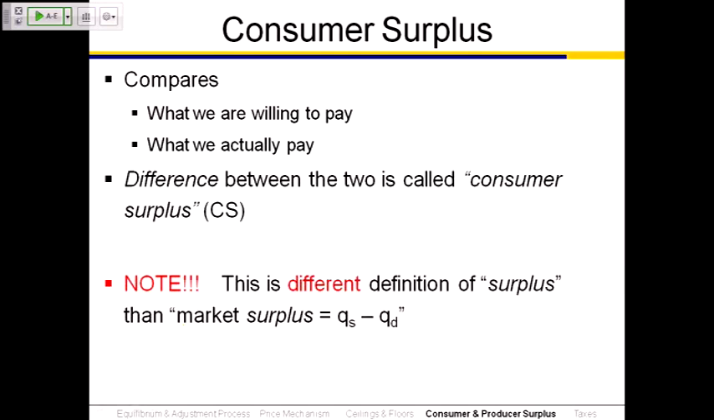25 minutes ago, I talked about market surplus and consumer surplus. Totally, completely different. No relationship other than the fact the word is spelled and pronounced the same way. All right? So this surplus and the surplus we had earlier today, totally different. Earlier today was called market surplus. This one's called consumer surplus. And in 2 minutes, we're going to have producer surplus. Same word, different meanings.